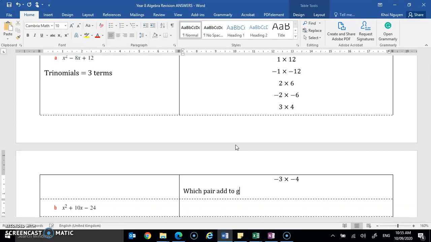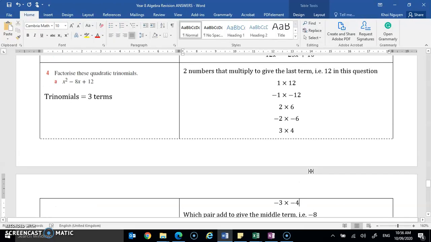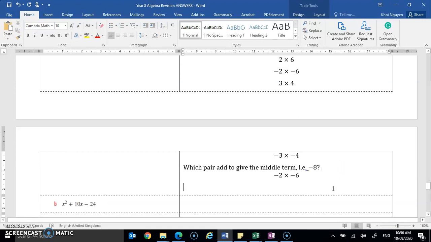Now, which of these pairs add to give the middle term? In this case, that is -8. Looking at these 6 pairs here, the one that would add to give us -8 is -2 and -6.